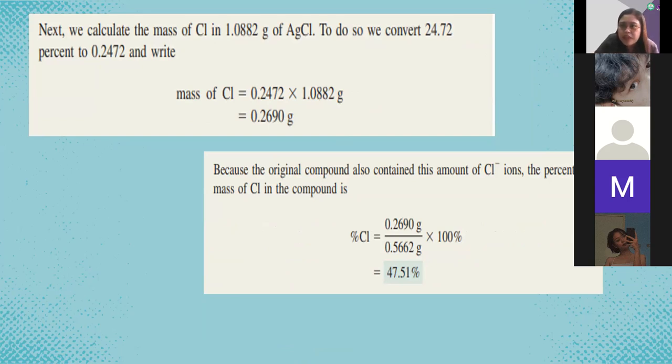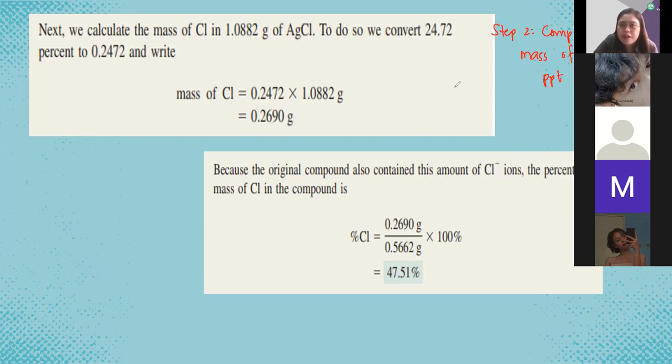Ang step 2 natin actually is for the computation of mass of chloride. Chloride lang ang sinusulat ko kasi chloride naman yung hinahanap natin, pero it can be a different element depende sa problem. So mass of chloride in the precipitate pa rin.